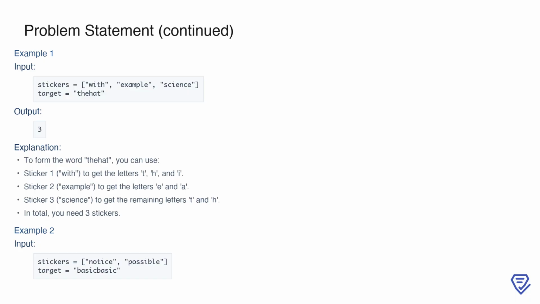In another example, the stickers are "notice" and "possible", and the target is "basic". Here, it's impossible to form the target because the stickers don't contain enough of the required letters. In this case, the output is -1.